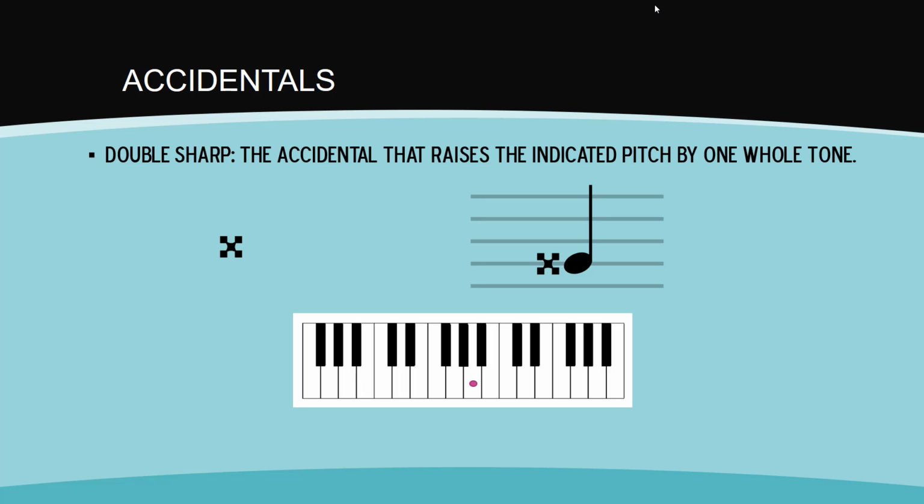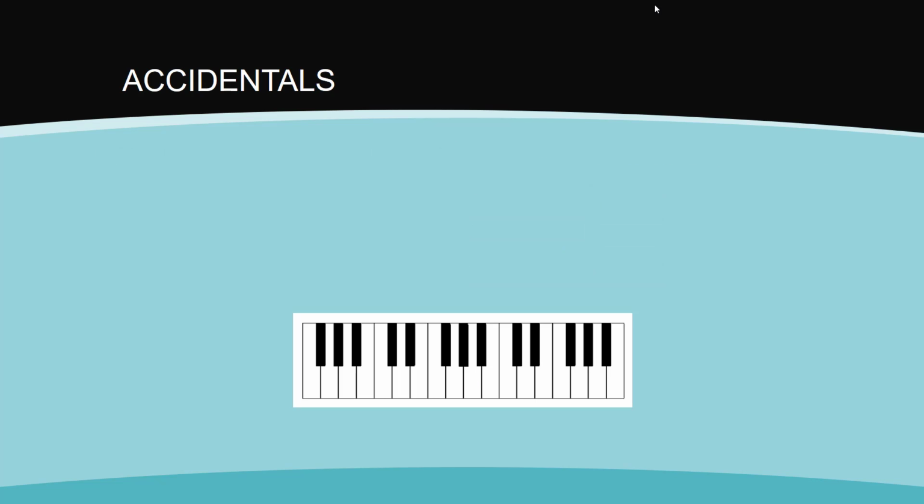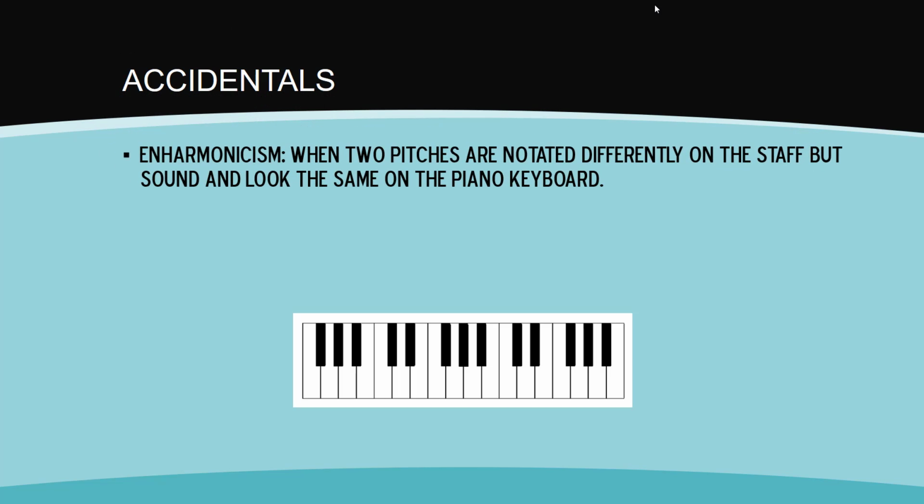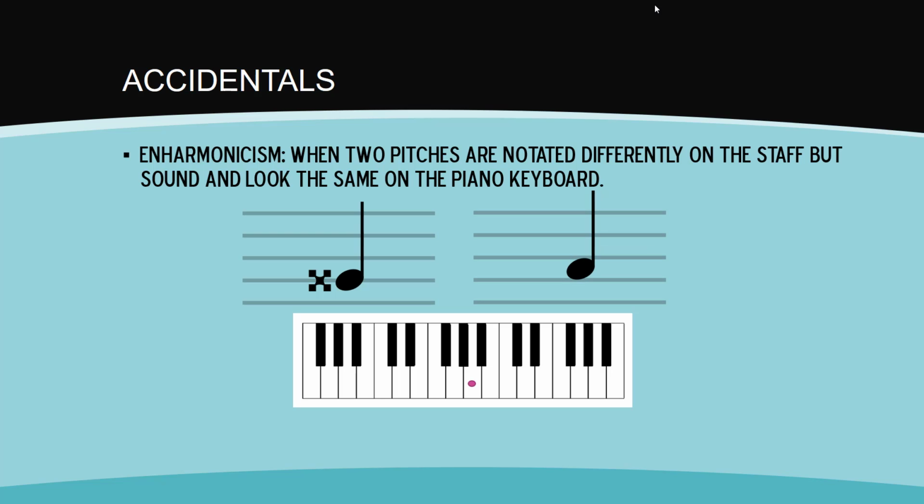You may be thinking to yourself, that sounds and looks like the note A on the piano. You're not wrong. In music, there are pitches called enharmonic equivalents. Enharmonicism is a phenomenon in which two pitches, which are notated differently on the staff, sound the same and look the same on the piano keyboard. G double sharp and A are enharmonic equivalents.